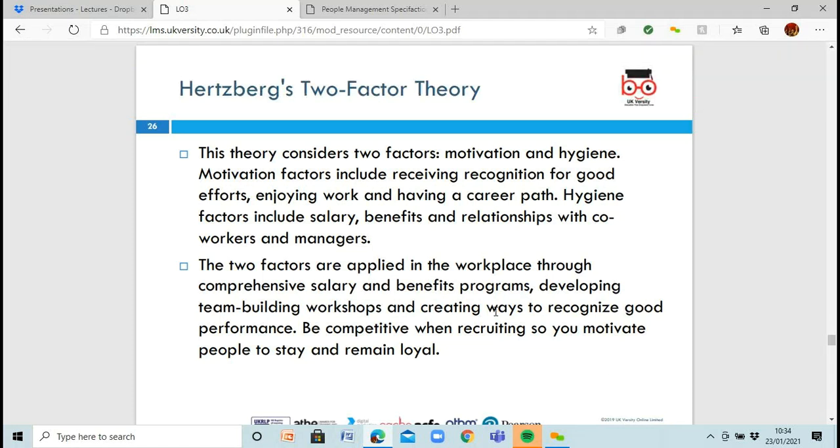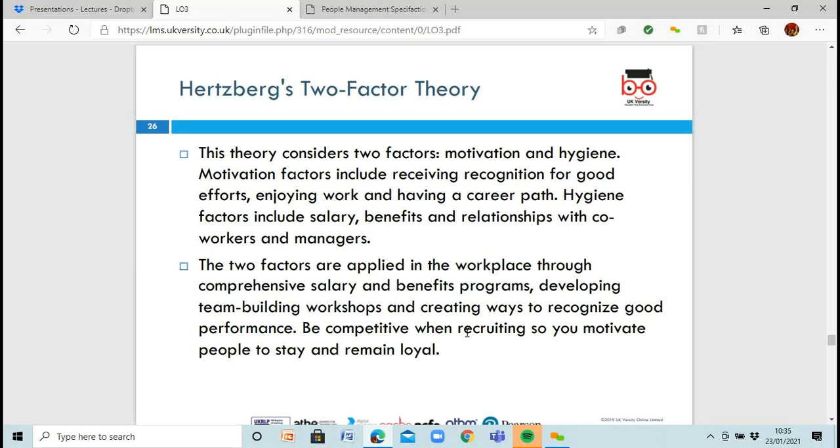So Hertzberg actually believes that there are two factors within his theory, motivation and hygiene. So motivation factors are things like receiving recognition for your efforts, enjoying your work, and actually having a career path. And hygiene factors are things like your salary, the benefits, and the relationships that you have with your co-workers and your managers. The two factors are applied in the workplace through a comprehensive salary and benefits program, so it develops team building workshops and it creates ways to recognize good performances.